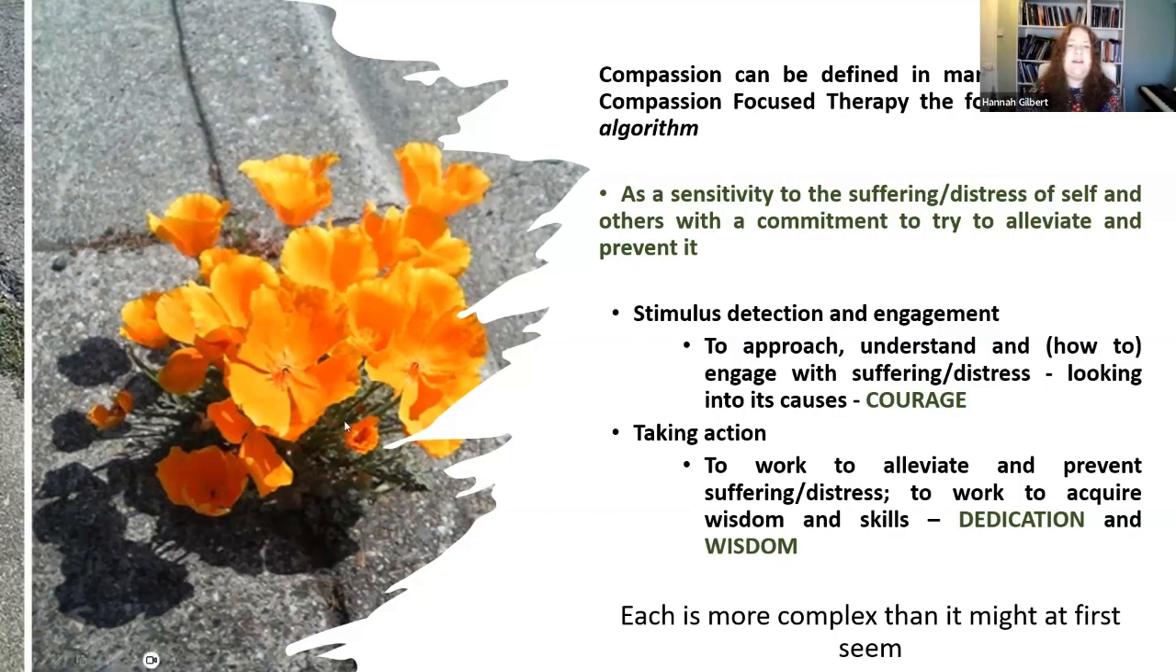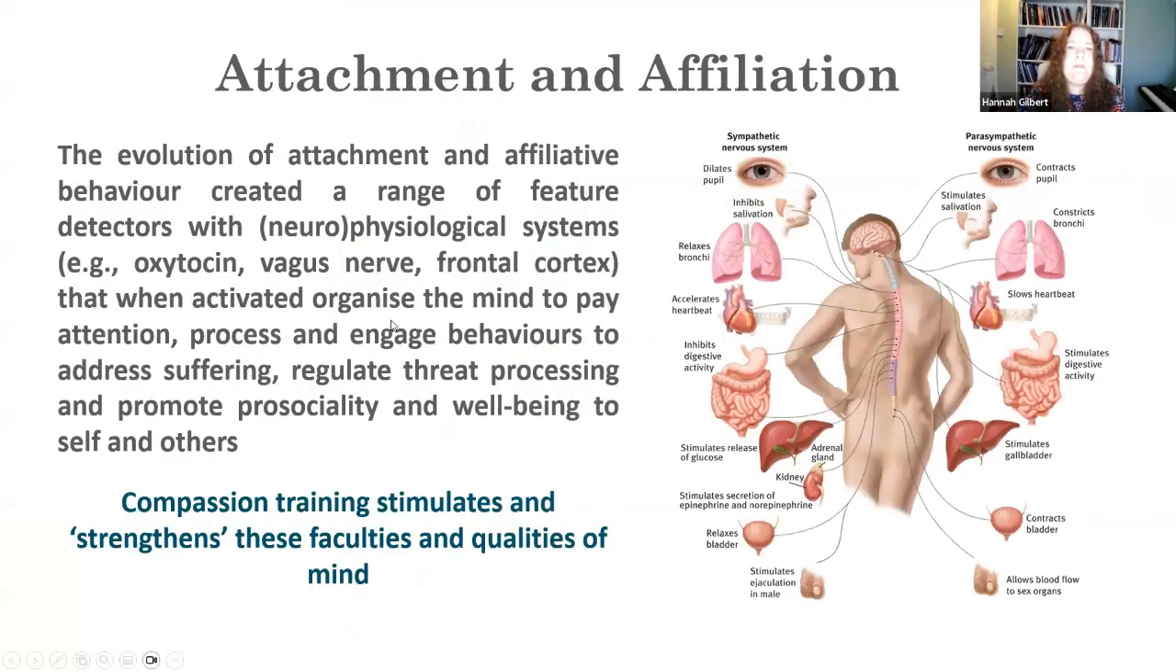And of course, each is more complex than it might at first seem. This is just to briefly touch on the fact that a lot of our understanding of compassion, and how we can use it to support our minds and our bodies, comes through our understanding of attachment and affiliation, and the evolution of attachment and affiliative behavior. Because what we found is that over thousands and thousands of years, we've evolved to have a very sensitive system, which includes a range of different feature detectors with neurophysiological systems, such as our ability to produce oxytocin in response to certain things.